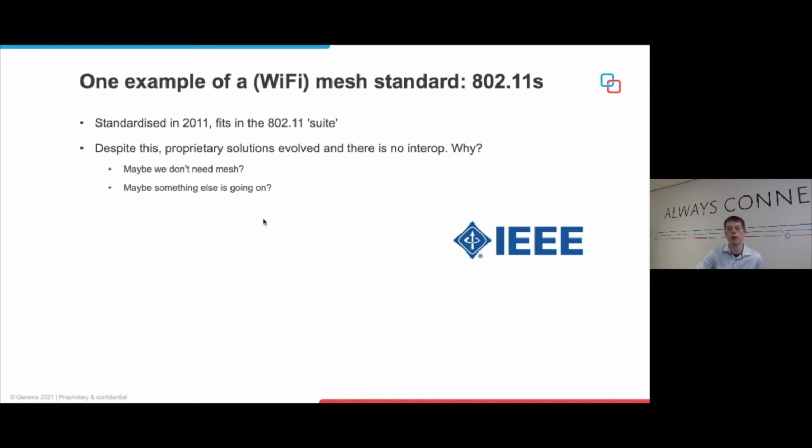One obvious reason might be that we don't need mesh, perhaps. In which case, of course, the whole standard is not relevant. But maybe something else is going on. And in fact, it's that latter, that something else is indeed going on.